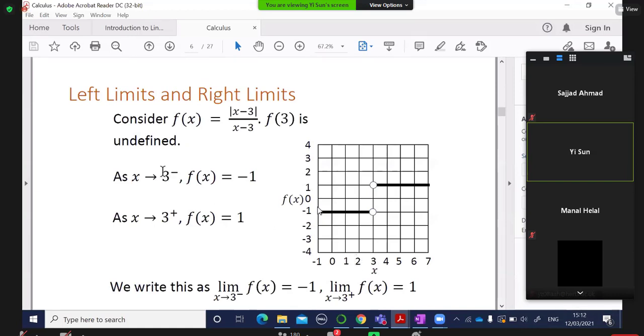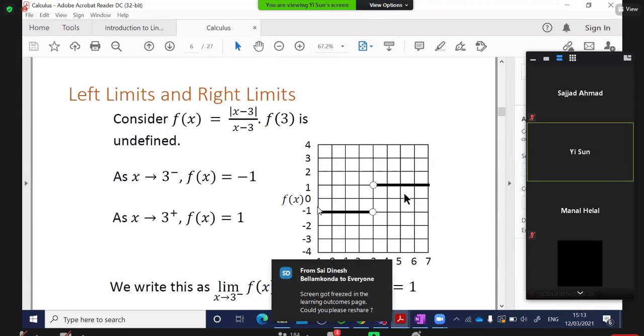Similar to here, x0 now is 3. 3 is our x0. x can approach 3 from left, then the limit of this function is equal to -1. When x approaches 3 from right, the function in this part is a constant, which is 1. So the limit for this part is equal to 1. In this example, two-sided limits are not the same. They are not equal. One is -1, the other one is 1.